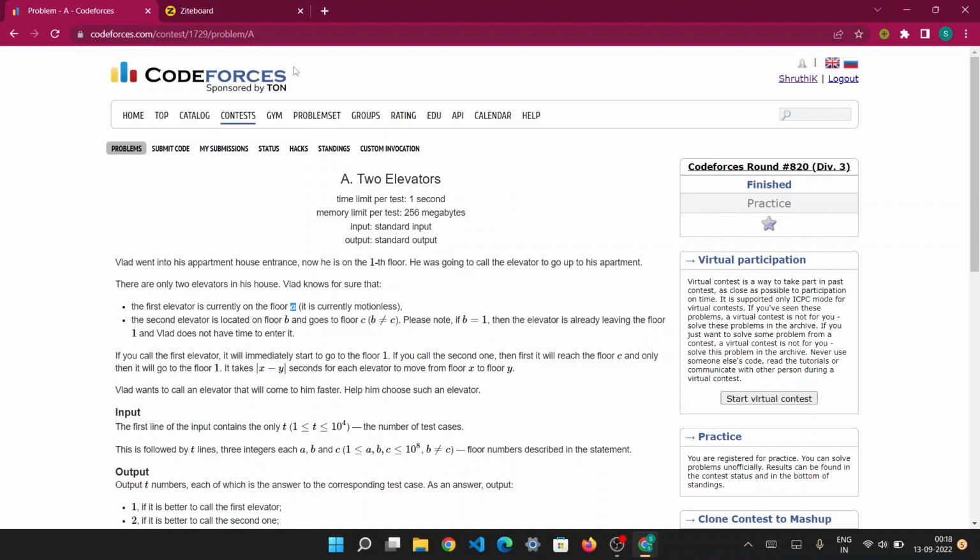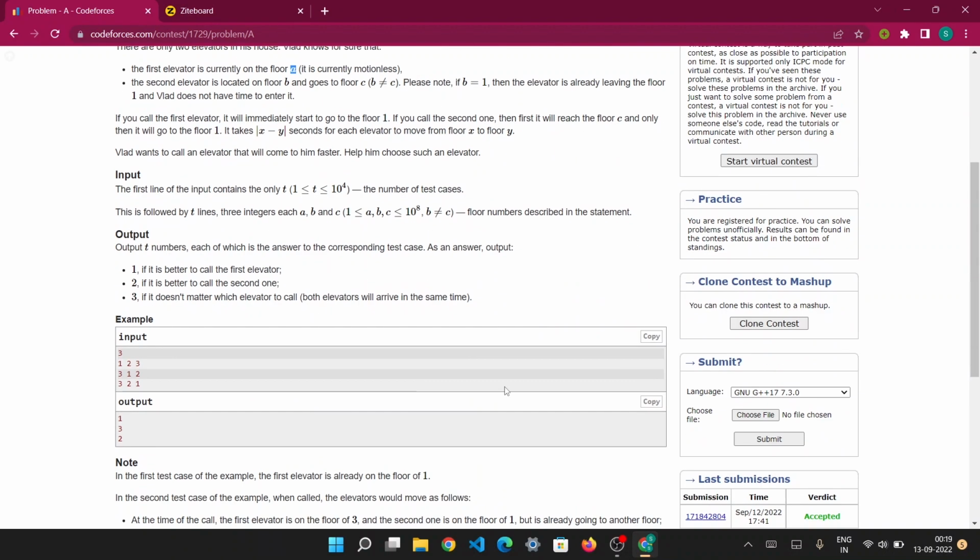Please note, if B is 1, then the elevator is already leaving floor 1, and Vlad does not have time to enter it. If you call the first elevator, it will immediately start going to floor 1. If you call the second one, then first it will reach floor C and only then will it go to floor 1. It takes |x - y| seconds for each elevator to move from floor X to floor Y. Vlad wants to call the elevator that will come to him faster. Help him choose the elevator.